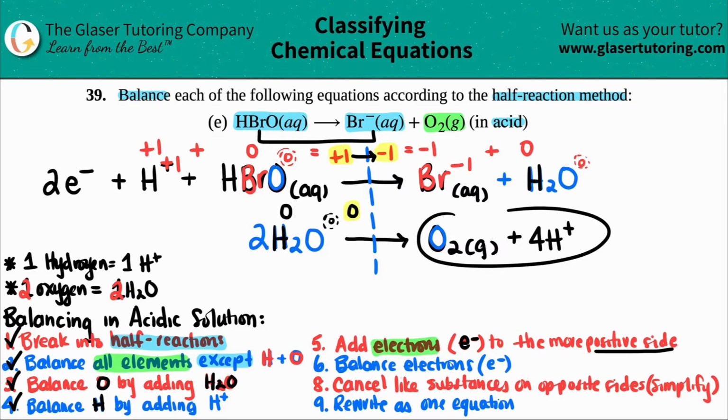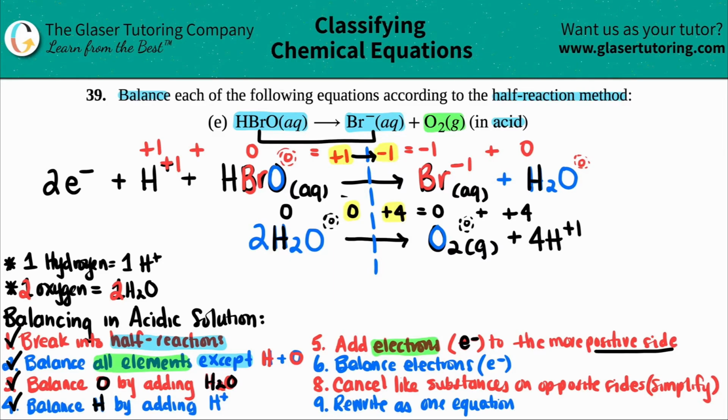And now I do the same thing here. O2, I don't see a charge here. So that's 0, right? But now I see that I have a plus 1 for my hydrogen. And I have 4 of them. So you got to multiply. 4 times a plus 1 is a plus 4. And now you just add the 2. 0 plus a positive 4 is a plus 4.